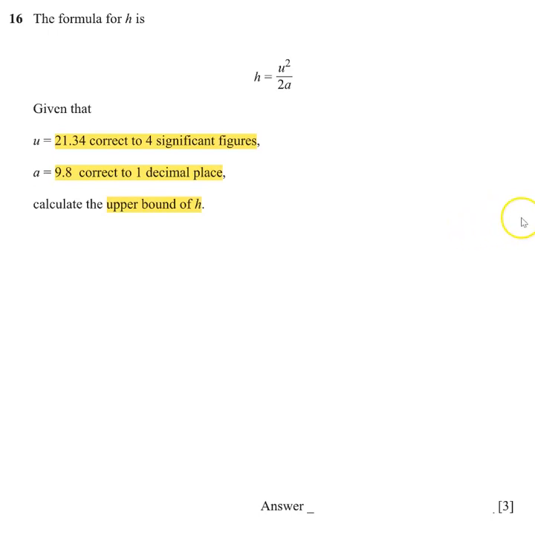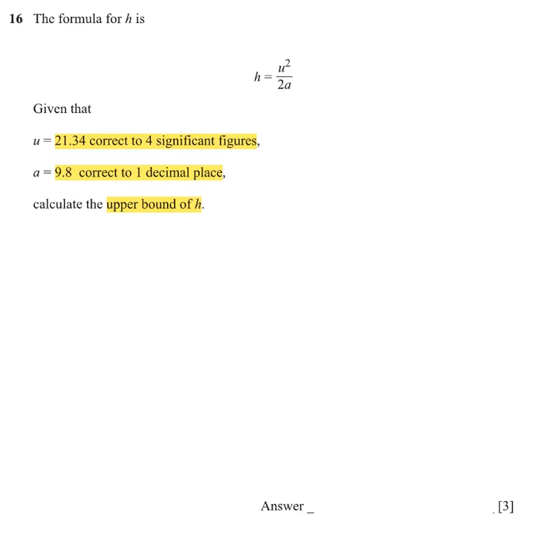For this question, it is upper and lower bounds. So it says the formula for h is, and it gives you the formula here, u squared over 2a. Given that u is 21.34, correct to 4 significant figures, and a is 9.8, correct to 1 decimal place, calculate the upper bound of h.